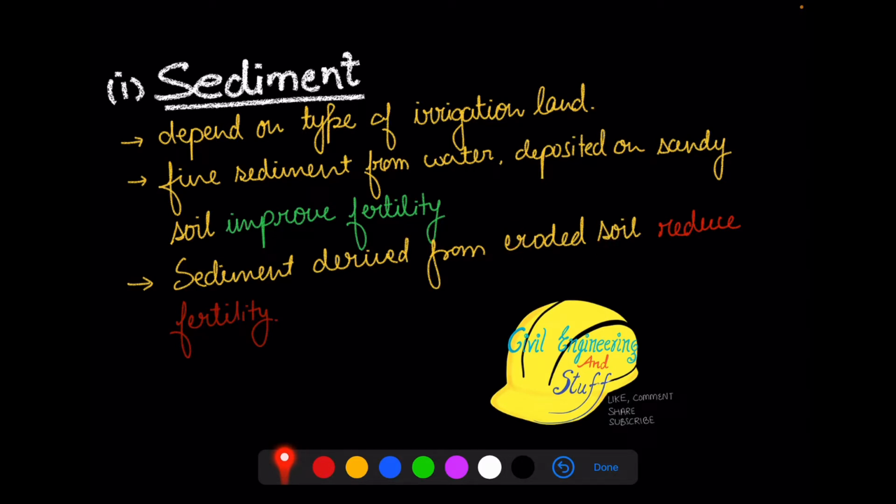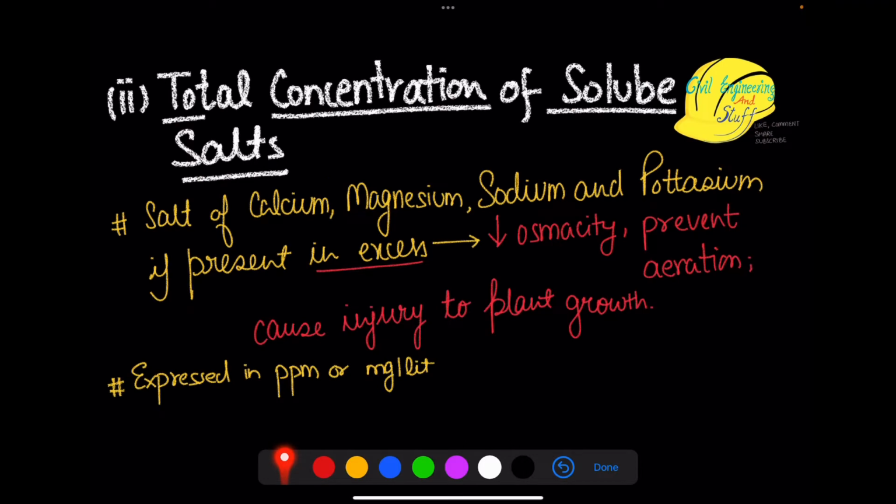So that is why, if eroded soil particles are present in the water that is to be used for irrigation, then they will reduce the fertility of the soil. While if the sediments are more like sandy soil, then they will improve the fertility of the soil. Next, we have the concentration of soluble salts.